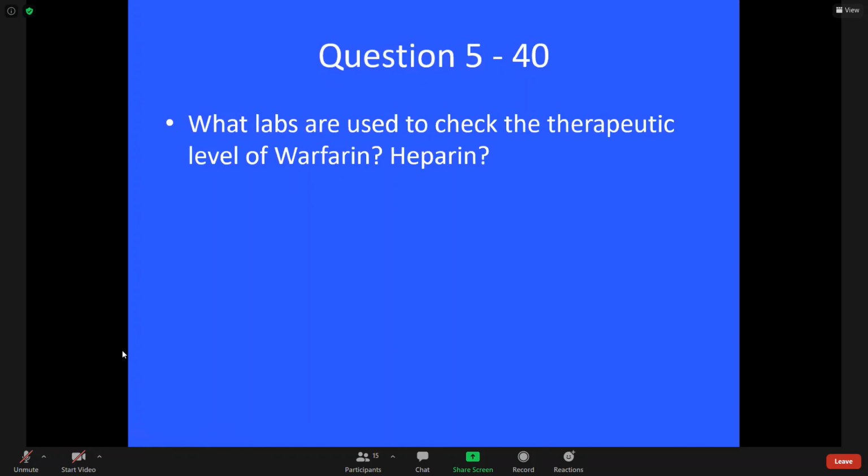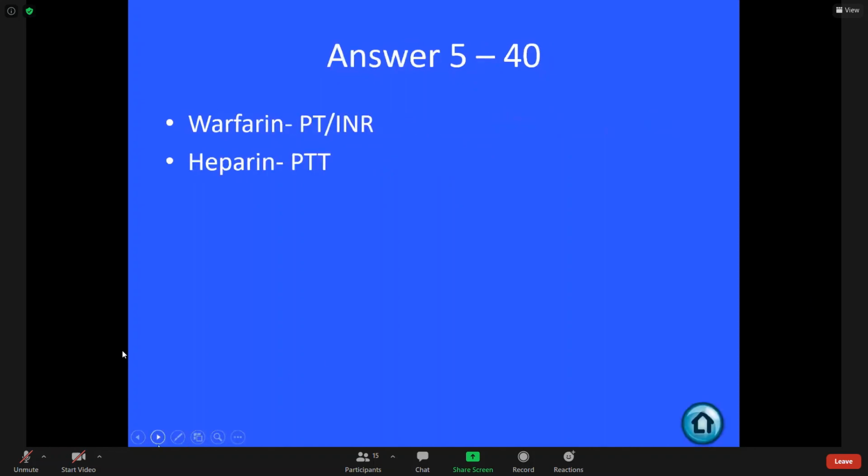All right. So what test is used for warfarin? What lab value are we looking at? Raven, what are we looking at for the labs used to check the therapeutic level of warfarin? PT and PTT. Heparin is 1, warfarin is 1. So which one is for warfarin? PT. Correct. And then for heparin is the PTT. So when you look at warfarin, you see the PT and INR, and for heparin, you're monitoring the PTT.